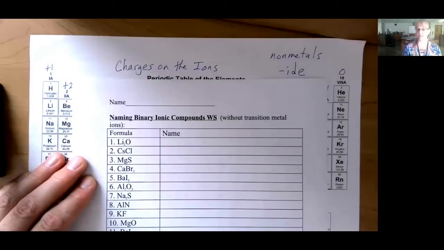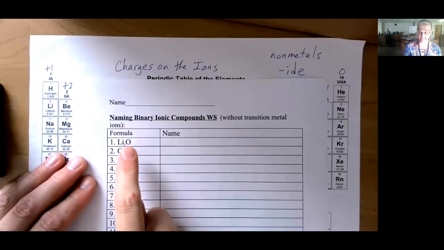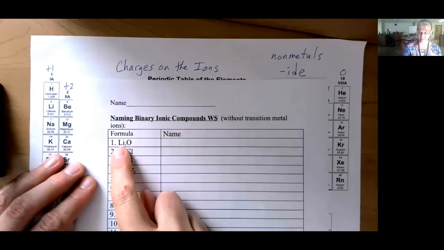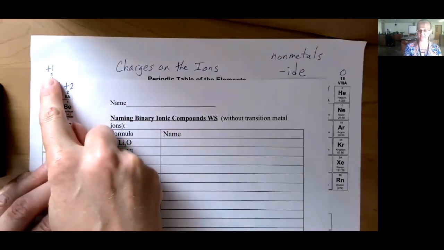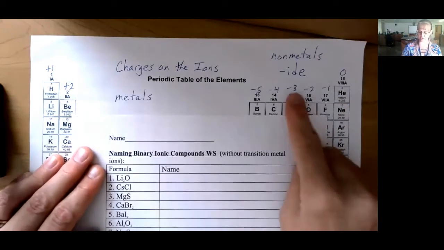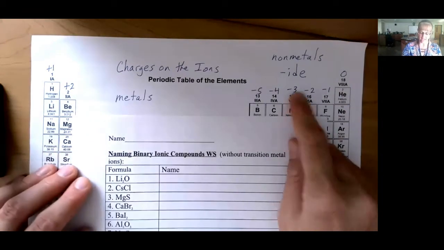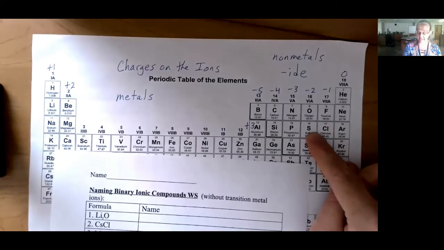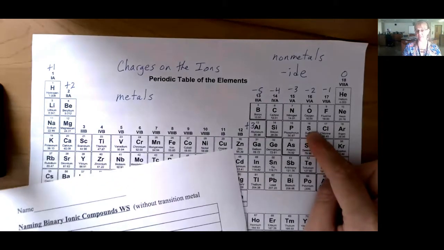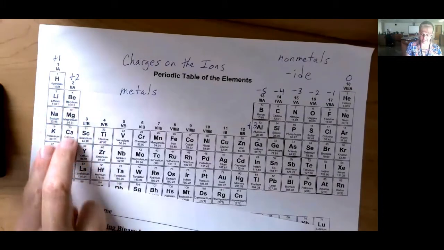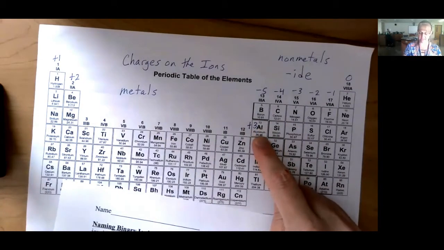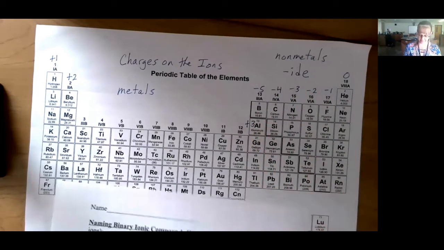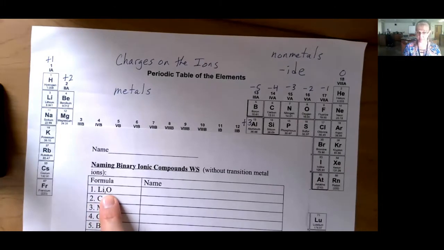Binary means two. There are always two different atoms in a binary compound. It is ionic because one is a metal and wants to lose electrons to become positive, and the other is a nonmetal and wants to gain electrons to become negative. The first element is always a positive metal. The second ion is always a negative nonmetal. So this will help you look these up a little faster. The first one will either be in these two columns or this column, and the second ion will be somewhere over here. So we have Li2O.